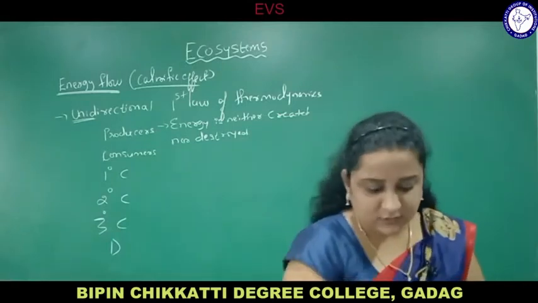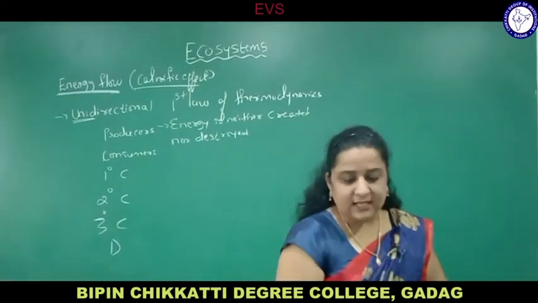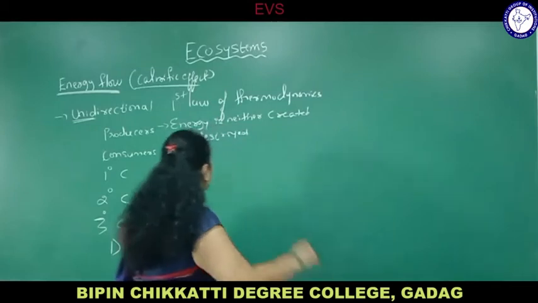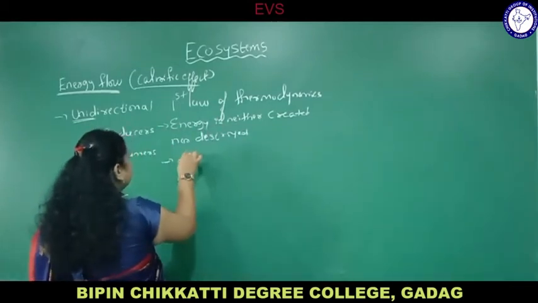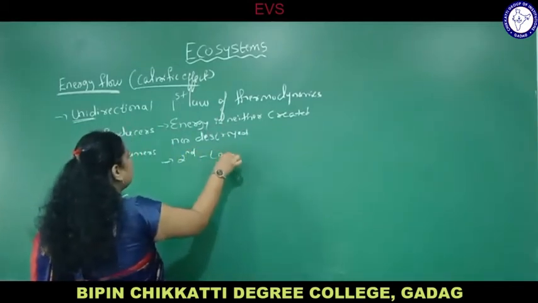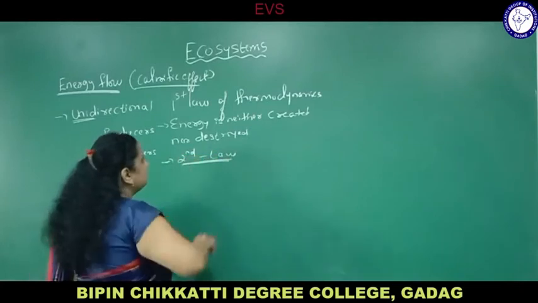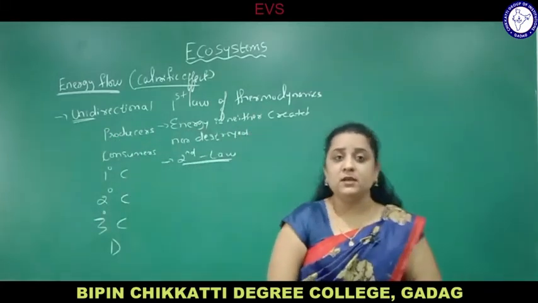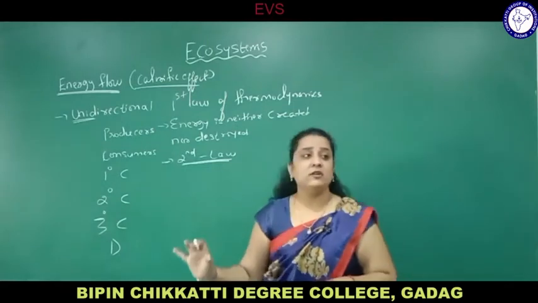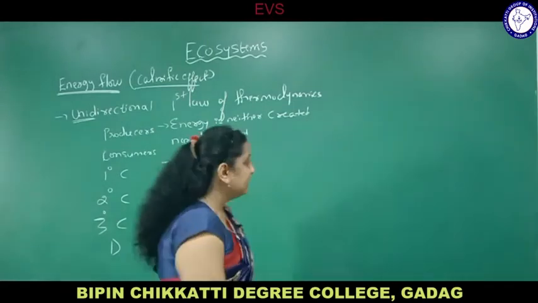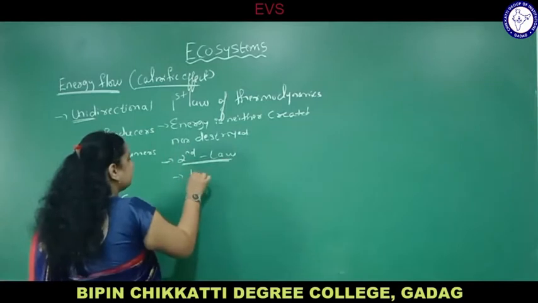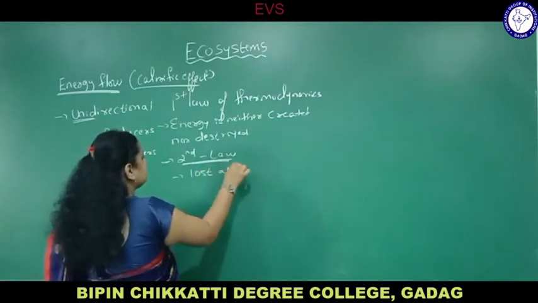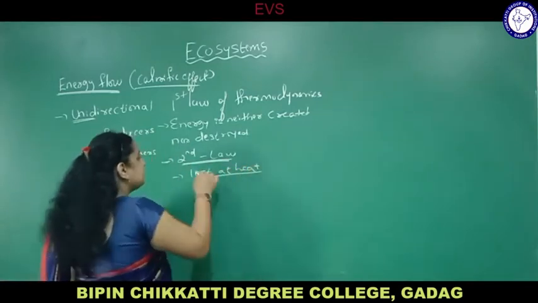Now this is the second law of thermodynamics. It states that energy is transformed. In the first law we are saying that energy is transformed. How much of the energy is transformed? Only 10% of energy is consumed by organisms. The remaining energy is lost as heat, or you can say it is waste.